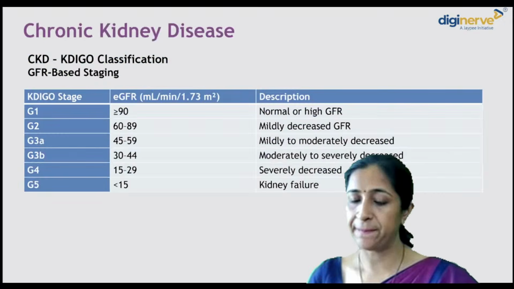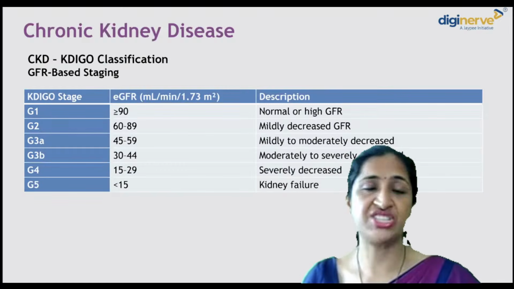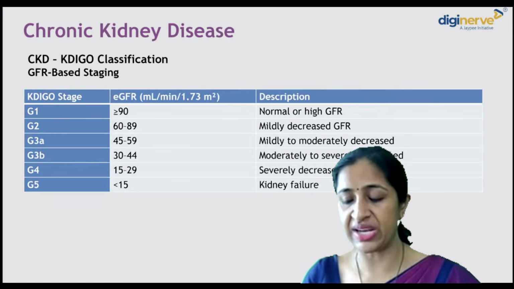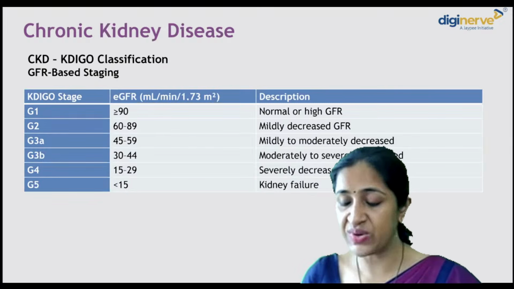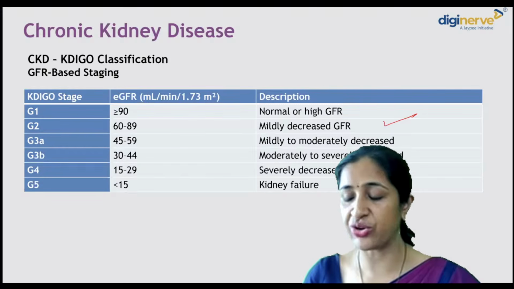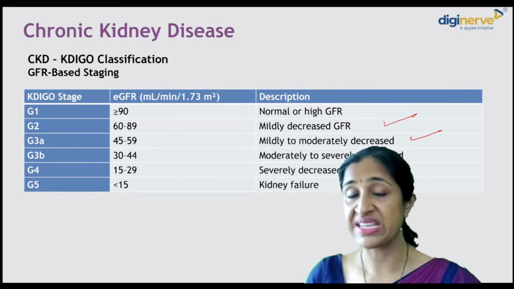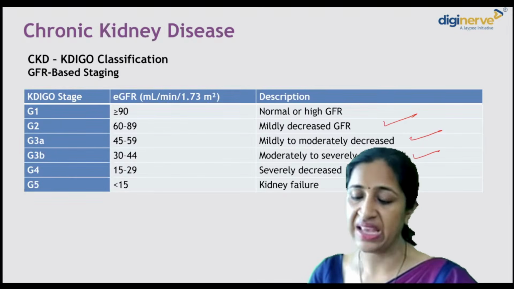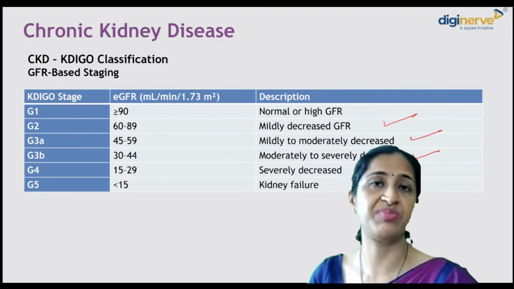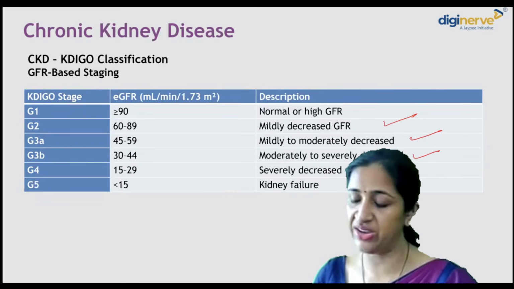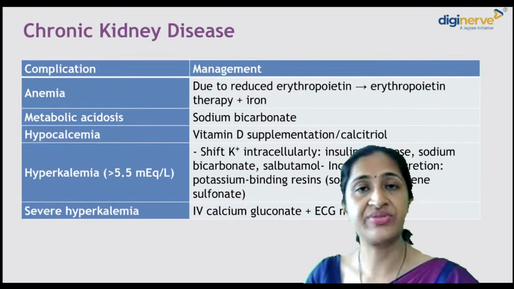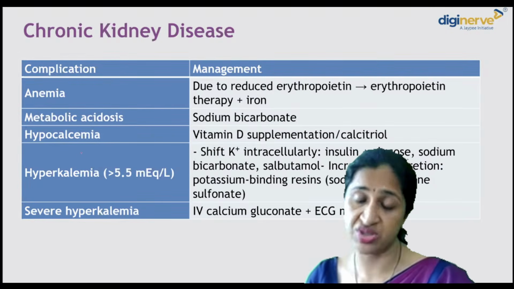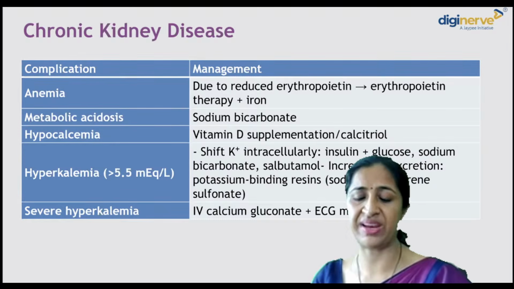Okay. So chronic kidney disease is GFR based. Here GFR is normal, should be more than 90. If it is between 60 to 89, it is mildly decreased, 45 to 59 moderately decreased, 30 to 45 severely decreased, and if it is below 30, then it becomes a very severe decrease. Below 15, it goes into kidney failure. So what are the features of CKD? The features of CKD are anemia, metabolic acidosis, you know all this, hypocalcemia, hyperkalemia and all.